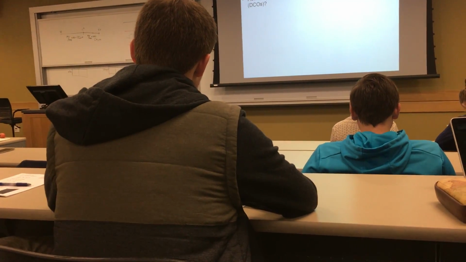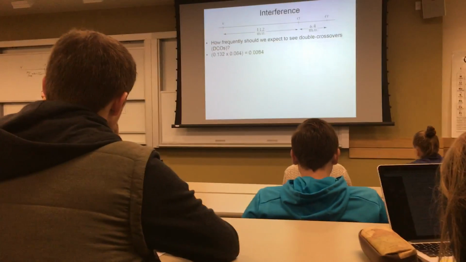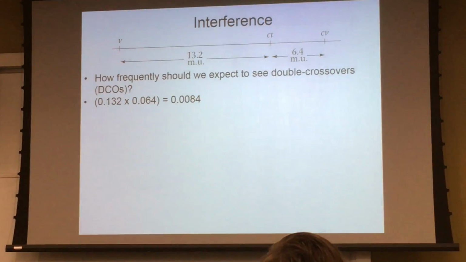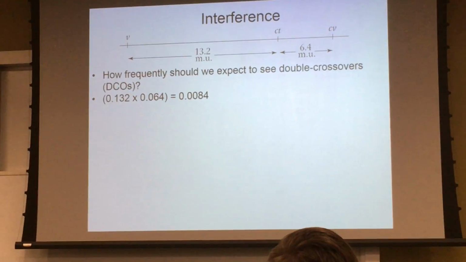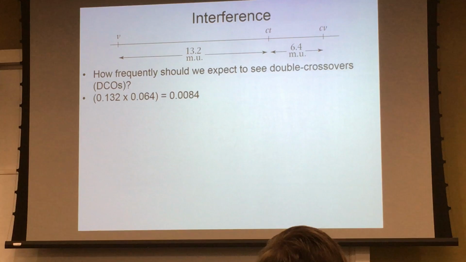Crossover on that same chromosome. This is something known as interference. If you think about it, we have our genetic distances here, and those genetic distances are nothing more than how frequently there should be a recombination event between those two genes. So 13% of the time there should be a crossover event between V and CT.